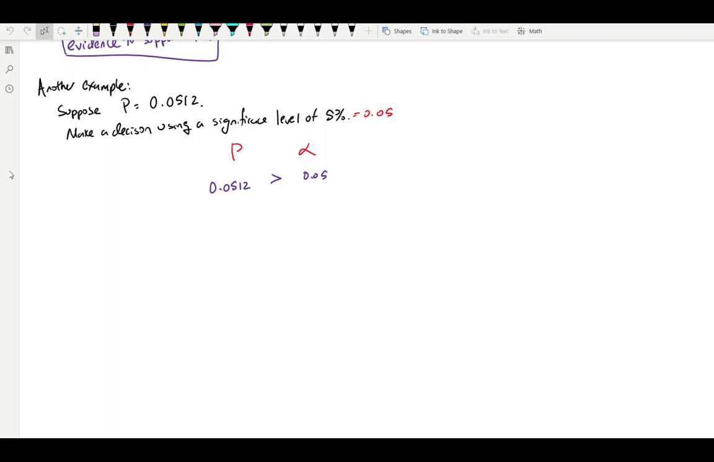Again, if you're having trouble visualizing it, add more terms. You don't have to, but 512 is larger than 500, so 0.0512 is larger than 0.05. And so therefore, because the p-value is large, that means this could have happened by chance. This means there is insufficient evidence to support the alternative hypothesis.